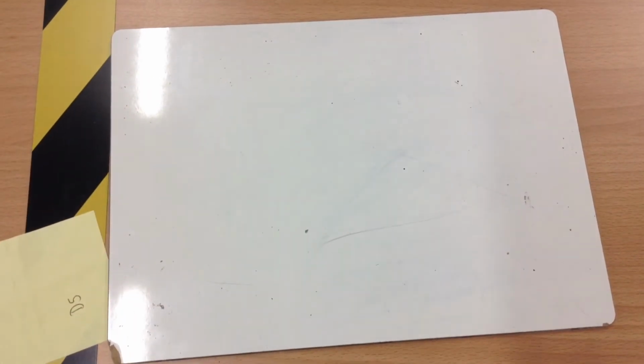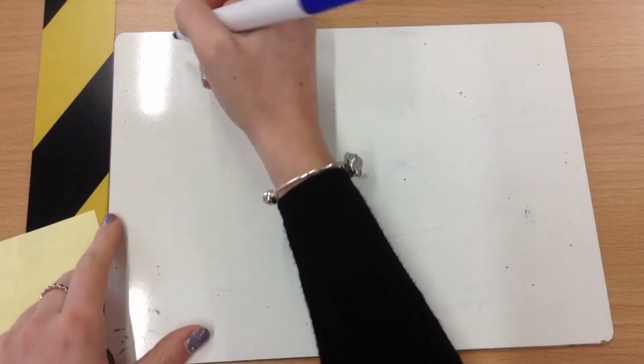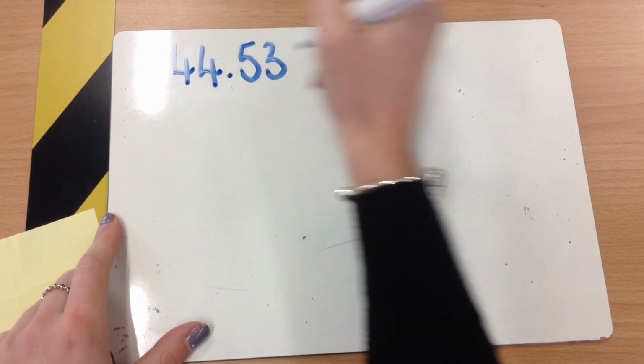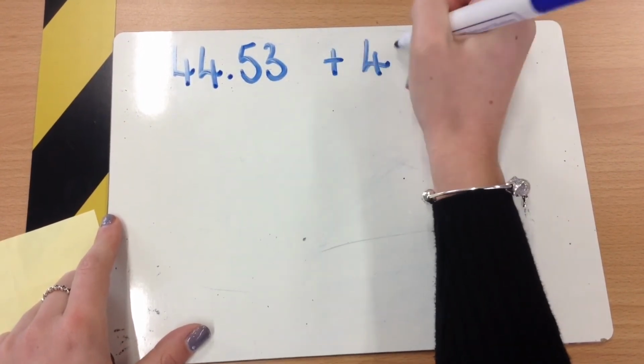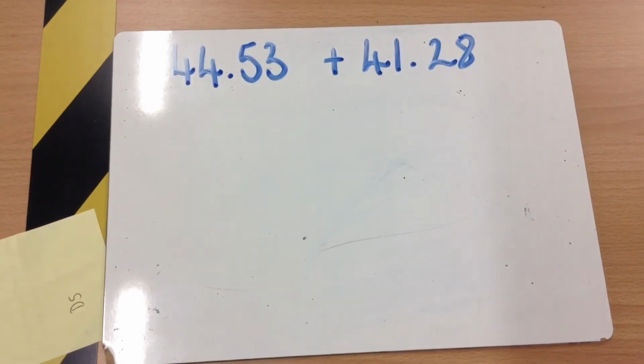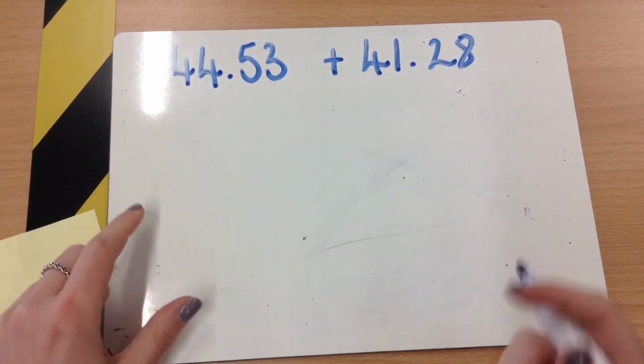Okay, lastly, I'm just going to show you one of the questions that's from page 30, and that's question 5 on set A, because now we're moving on to adding decimals. So we're adding 44.53 add 41.28. So I would suggest it's really important that you remember your place value grids on this one, as this will help you solve these answers. So let's do that together to start with.